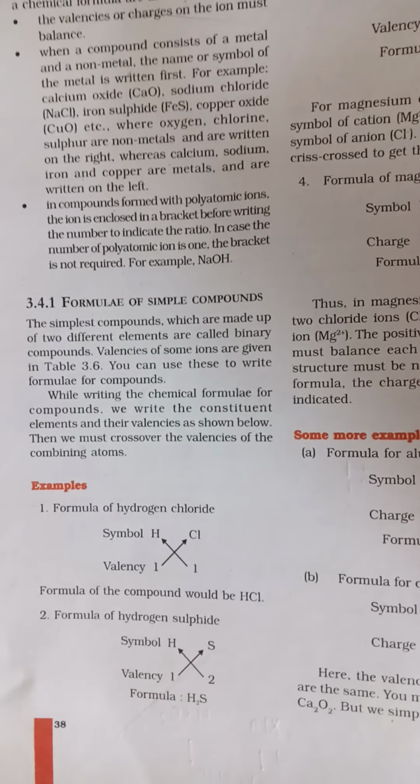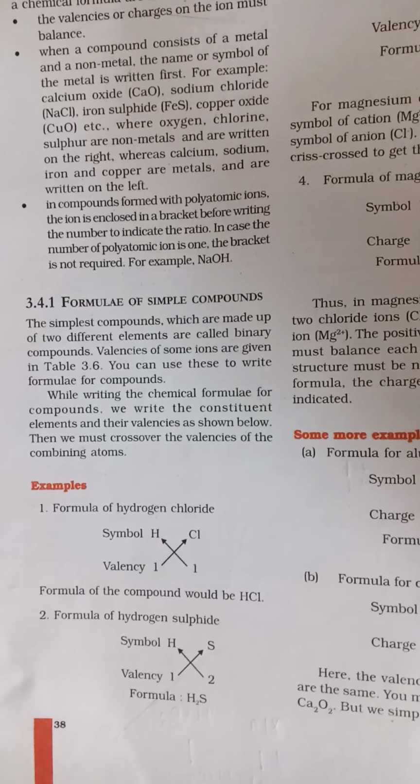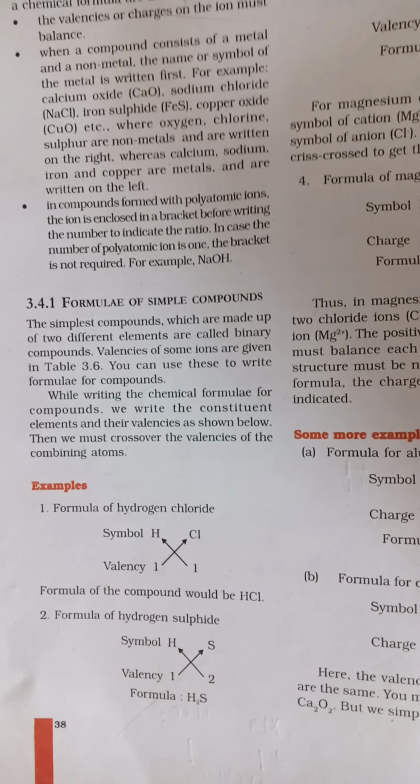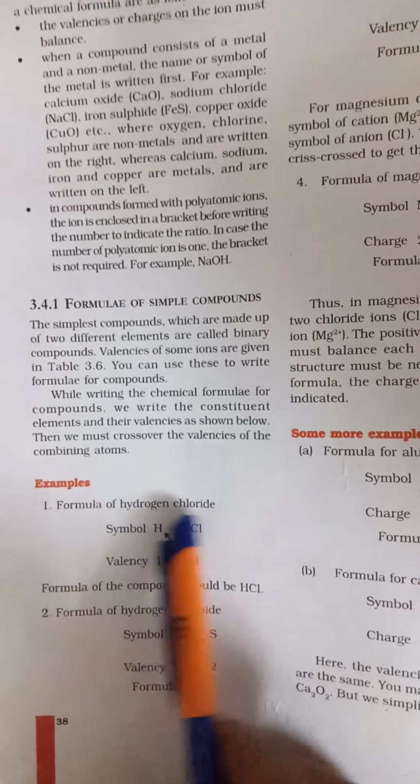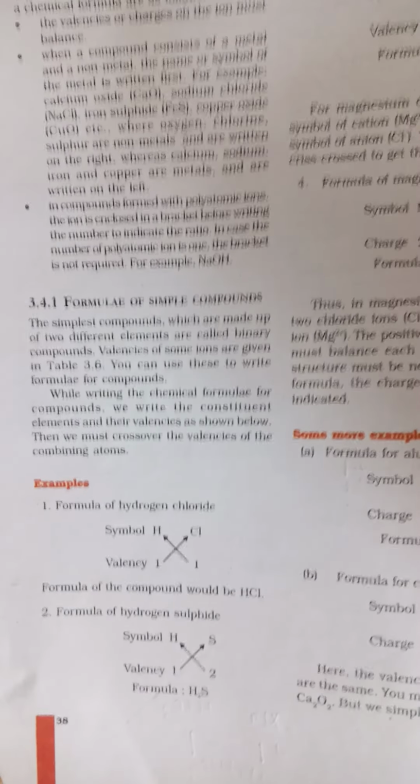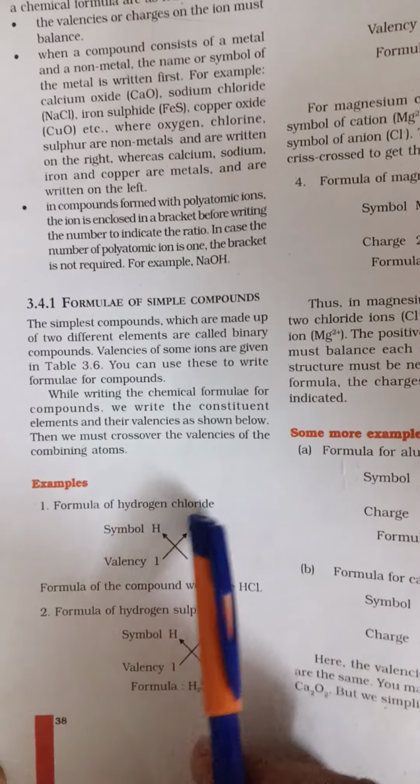Hello students. Now we have discussed many times how to make the chemical formula. Today once again I am telling you some examples which are given in the NCERT, and you have to learn how to make the chemical formula. For example, the first one given is hydrogen chloride. The first thing you have to do is write down the symbol of it.